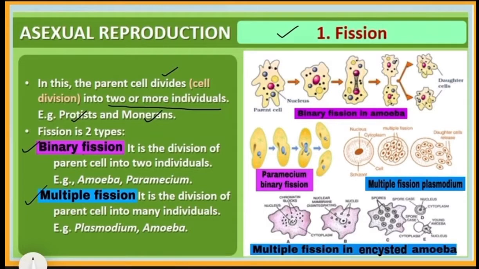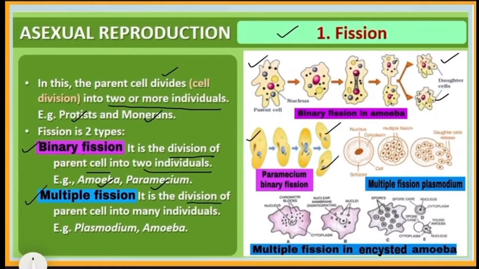What is binary fission? It is the division of the parent cell into 2 individuals, and it is seen in amoeba and paramecium. You can see the diagram. This is the parent amoeba. It is forming 2 daughter cells, and this is the parent paramecium forming 2 paramecium. Clear?